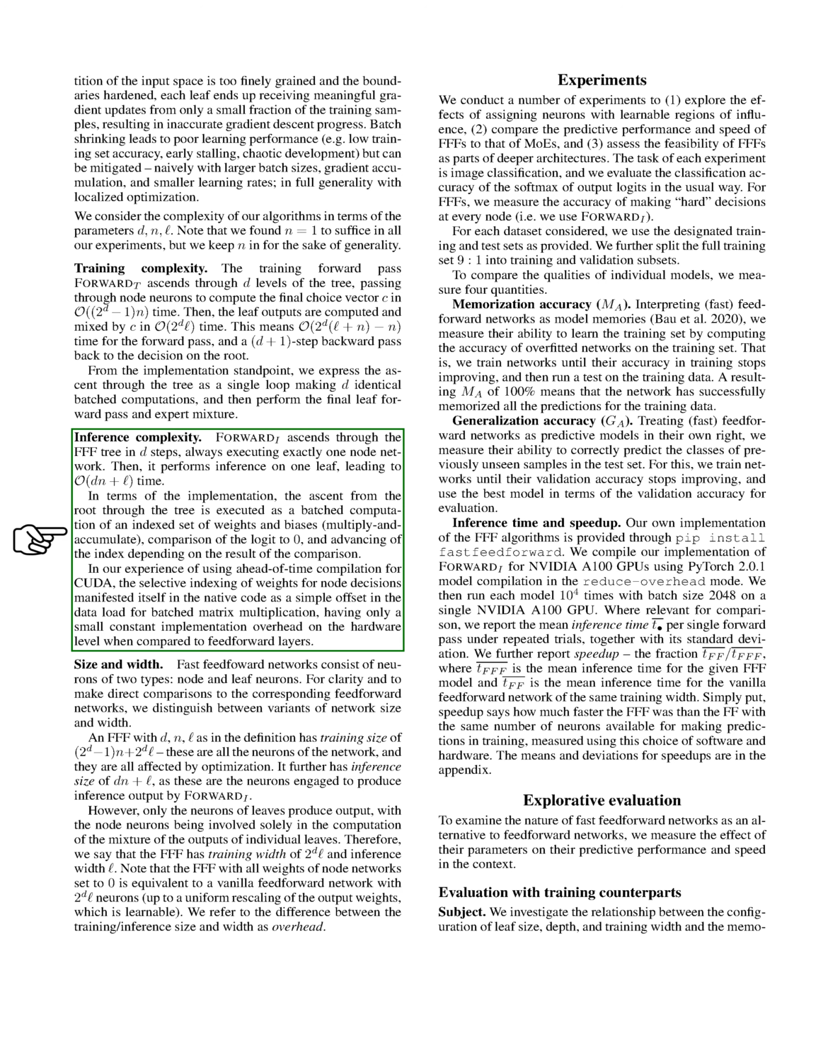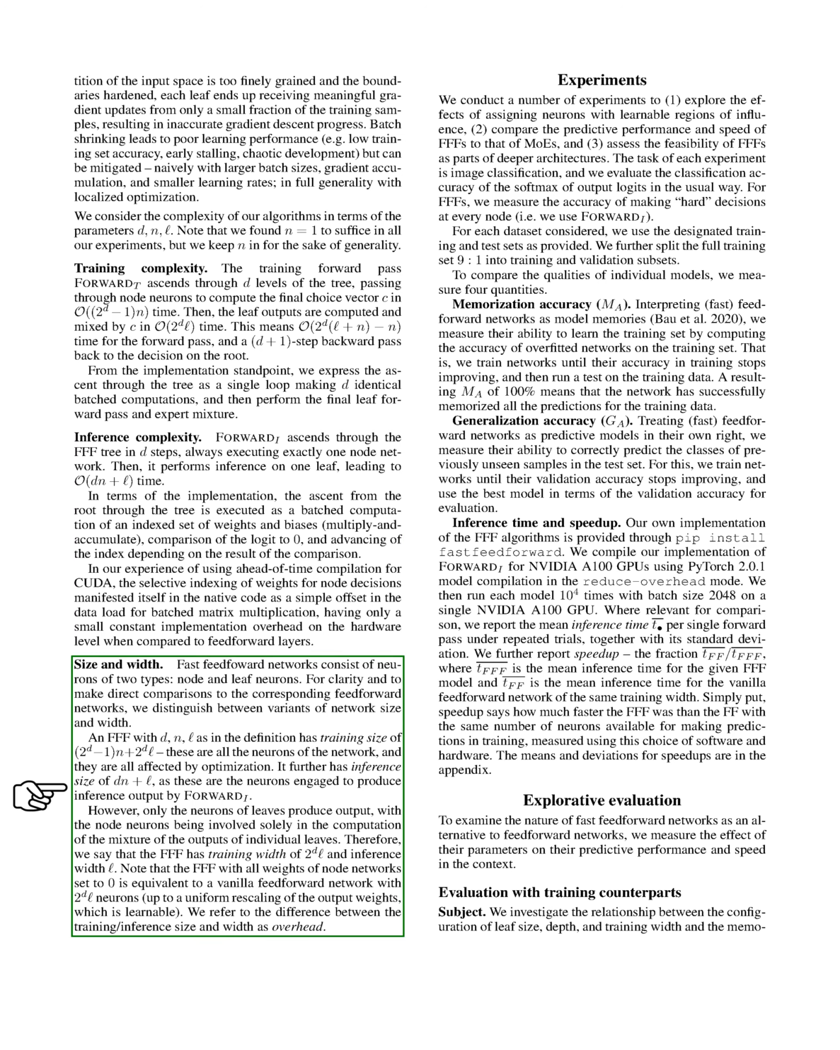Now, let's talk about size and width. FFFs are made up of two types of neurons, node and leaf neurons. To make comparisons easier, we differentiate between network size and width. An FFF with d, n, and l, as defined, has a training size of 2^d − 1 times n plus 2^d times l. These are all the neurons in the network, and they are all affected by optimization.